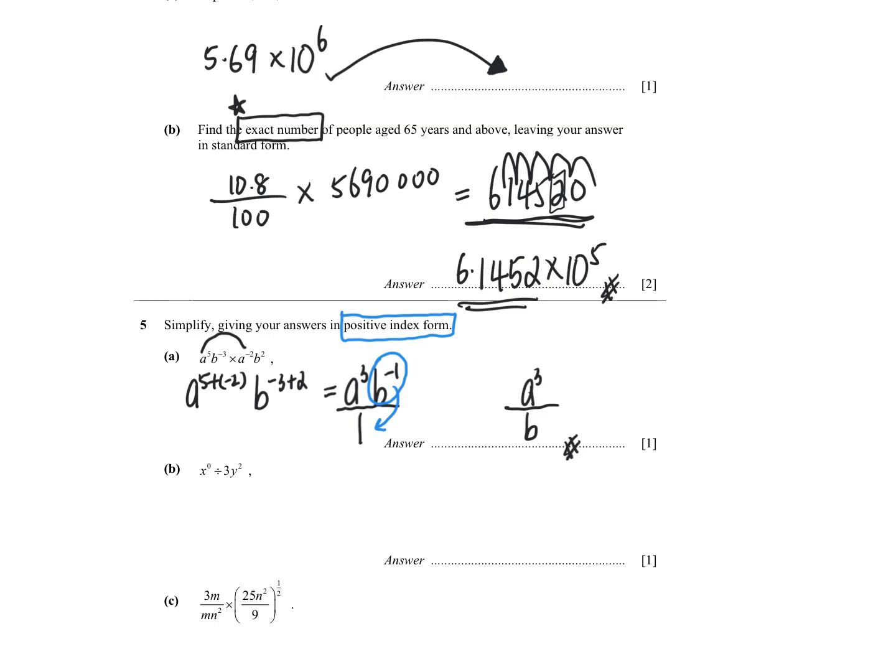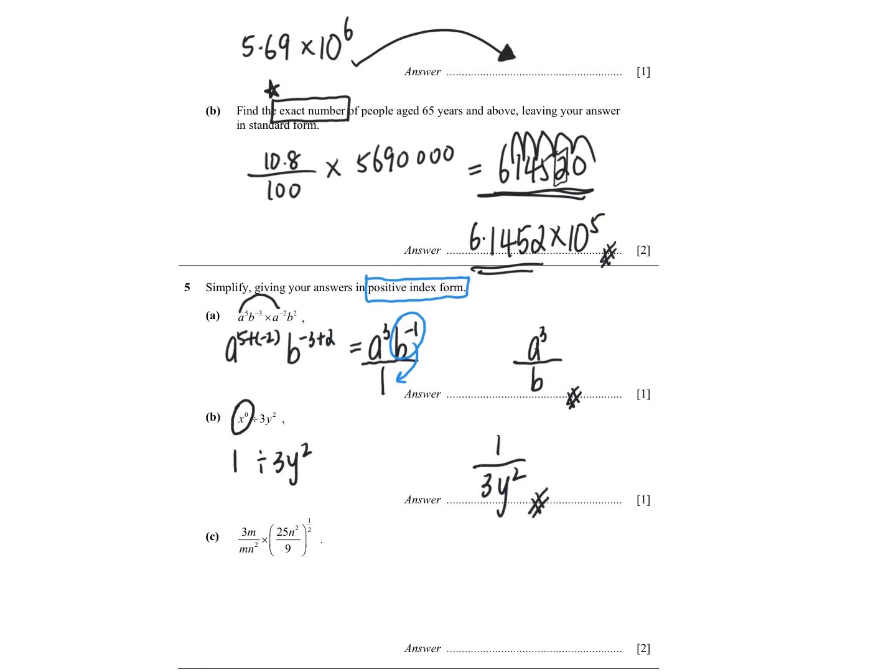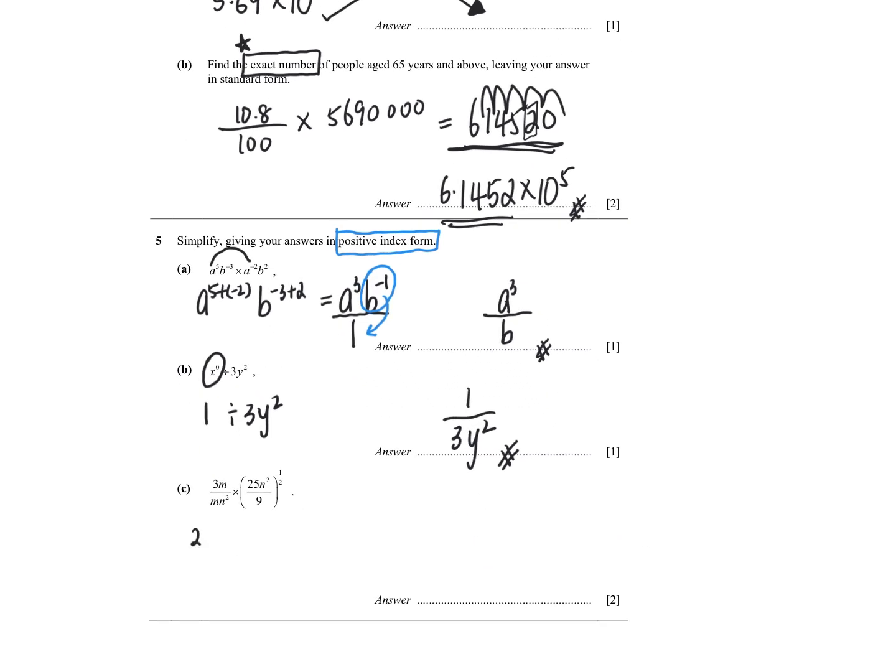Okay, next one. Anything to the power of 0 is 1. Divide by 3y squared. So you just write as a fraction for me. That's all. Next one. I need to see that your power half applies to every single term inside.